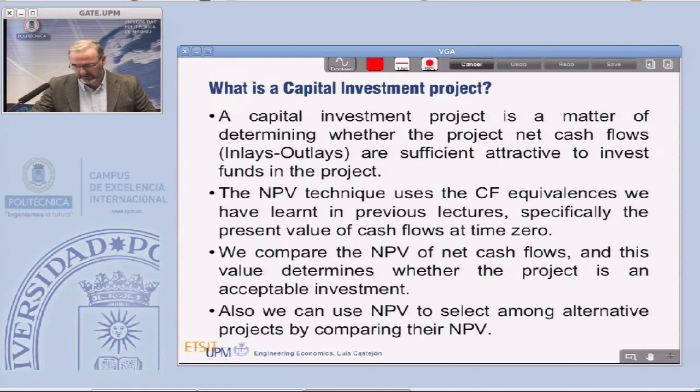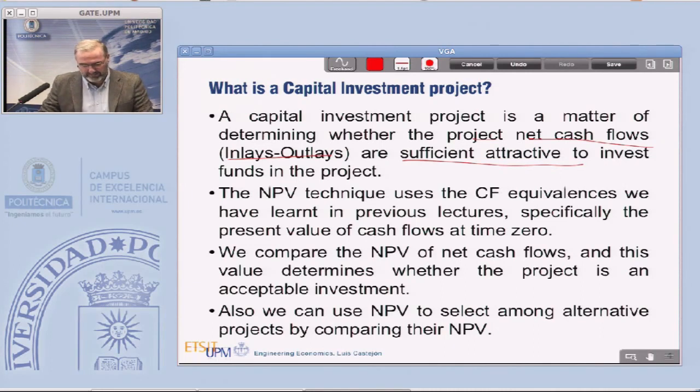The concept we were talking about before is what a capital investment project is. As you remember, a capital investment project is a matter of determining whether a project is interesting or not. So what we do is calculate the net cash flows of the project, which means inlays minus outlays of the project. And then we assess if those net cash flows are sufficiently attractive to invest our funds in that project.